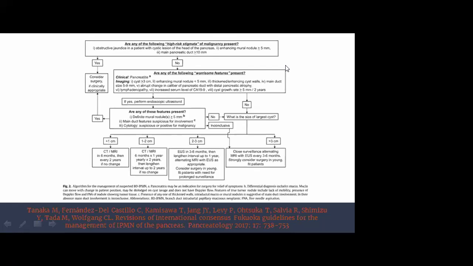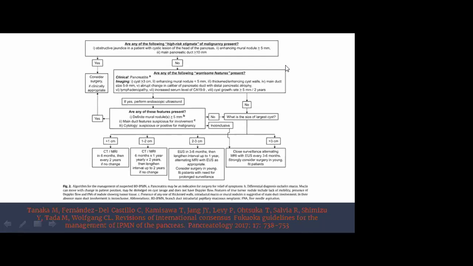So if any of these features are present, then again it is an indication for surgery. Then if none of these concerning features are present on endoscopic ultrasound, then consider the size of the largest cyst. If the size of the largest cyst is less than 1 centimeter, then surveillance at 6 months is done using either CT or MRCP, and then it is repeated every 2 years if there is no significant change or there are no worrisome features.